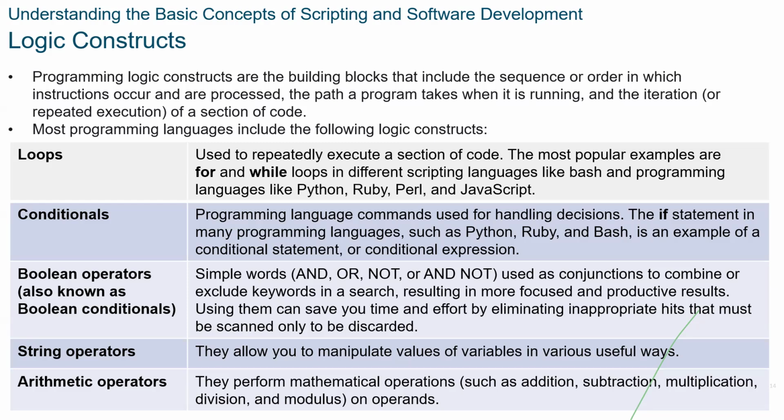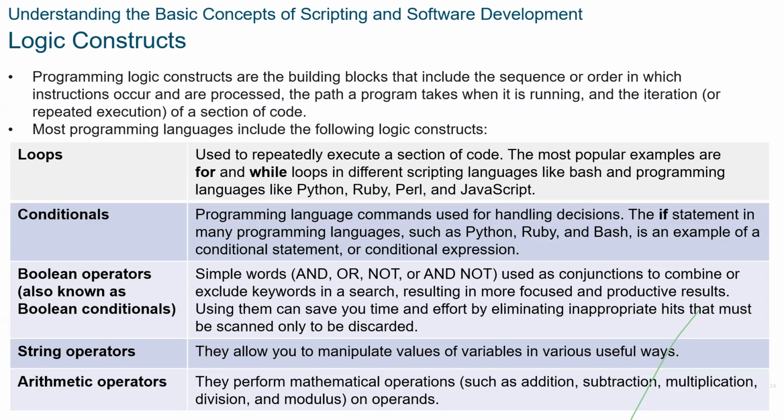Most programming languages include the following logic constructs. Number one, there's what's called a loop. There are conditionals, Boolean operators, string operators, arithmetic operators, and the rest of them. The loops are used for certain actions that need to be executed repeatedly, a certain function of your code, maybe for or while, for those of you who understand some scripting languages.